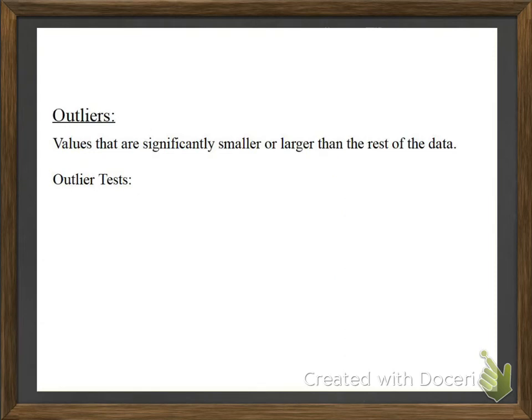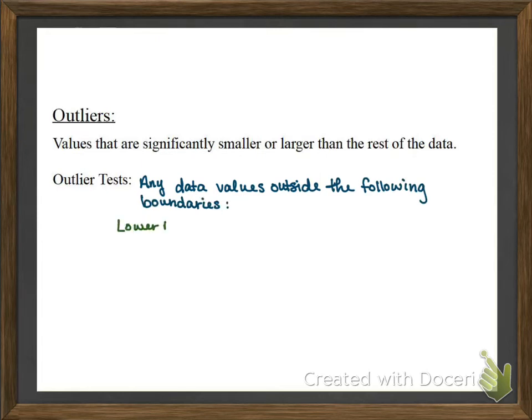Next, we're talking about outliers. Outliers are values that are significantly larger or smaller than the rest of the data. Now, you can't just say, that value is super far away from the rest of them, it's an outlier. There is a specific requirement, and that test is any data value that falls outside of the boundaries. To find your boundaries, the lower bound is Q1 minus 1.5 times the IQR, and your upper bound is Q3 plus 1.5 times the IQR.